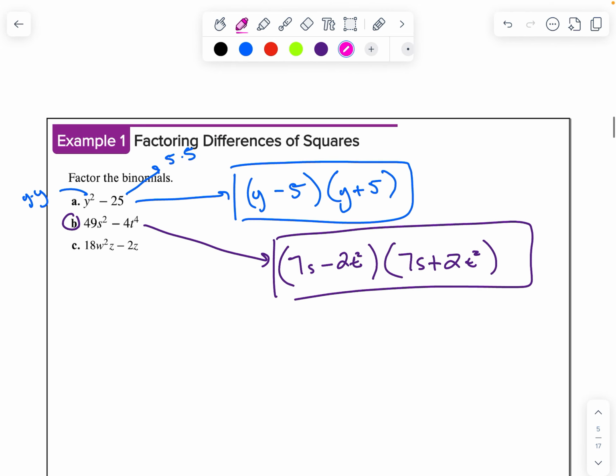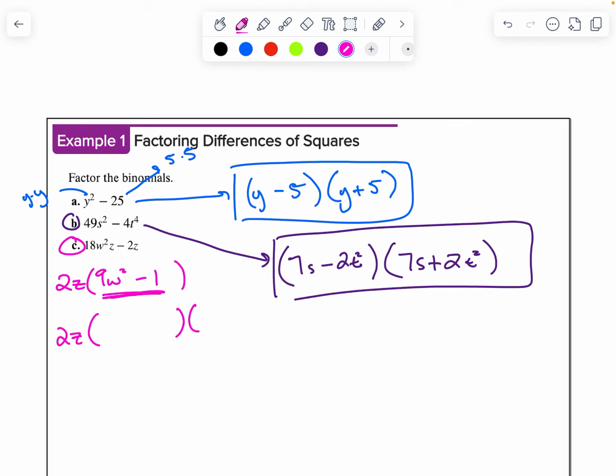All right, here's our example again. So looking at this example, is there a GCF? It turns out there is. We could take a 2 and a z out of everything. If you need to go back and refresh how to take out a GCF, that was a video called Factoring, GCF and Grouping. When you take a 2z out, you're left with 9w squared minus 1. And notice that now what we're left with is a difference of squares. So I'm going to keep the 2z. That's going to remain a part of my answer.